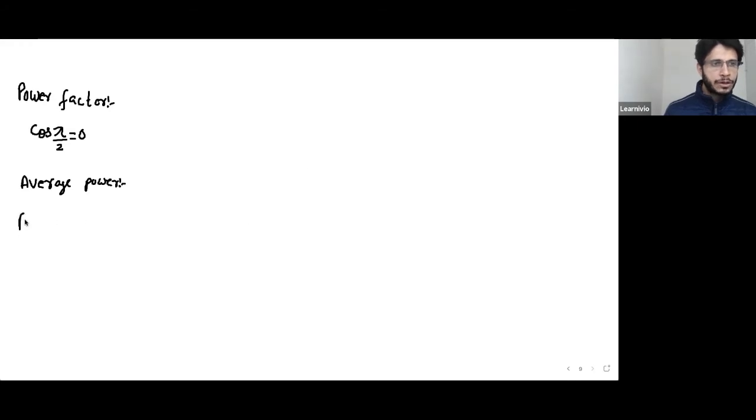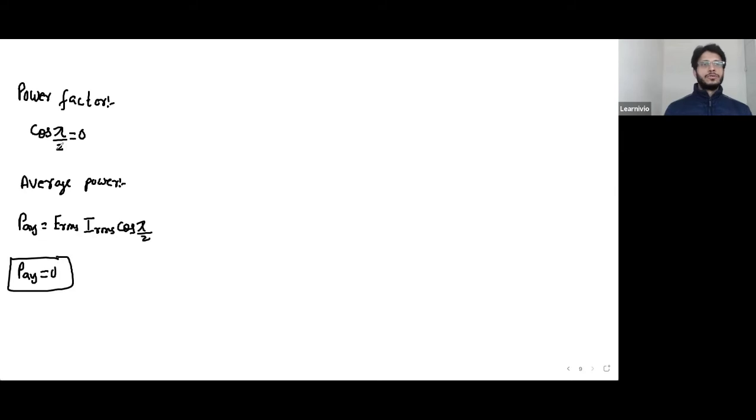The average power dissipated is E_RMS, I_RMS, cos pi by 2. This is it. So power factor is 0, average power is 0.